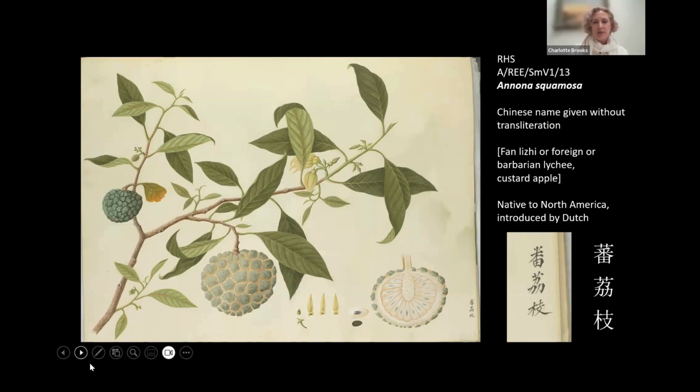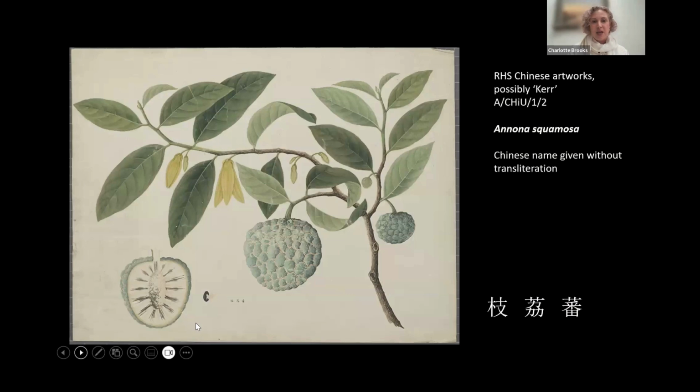But the lychees are now very much associated with fruits from southern China and were very popular in terms of what explorers were interested in finding out more about, and the correspondence between the Chinese, the naturalists, and those based in London as well. So here we have a redrawing of this picture in the Kerr, what is possibly another Kerr picture at the RHS.